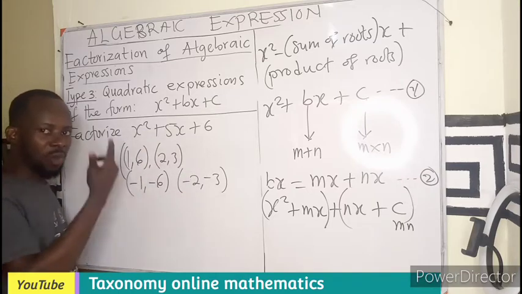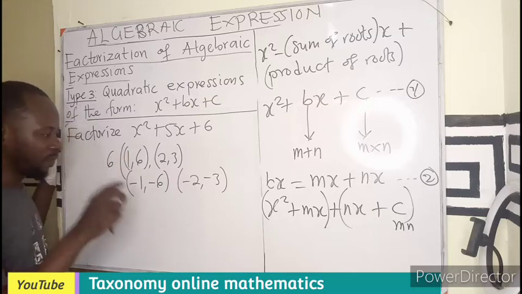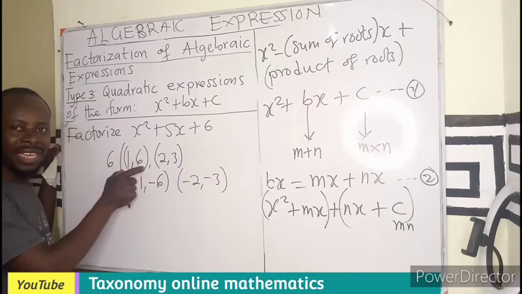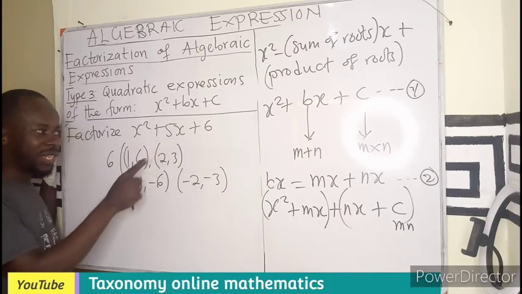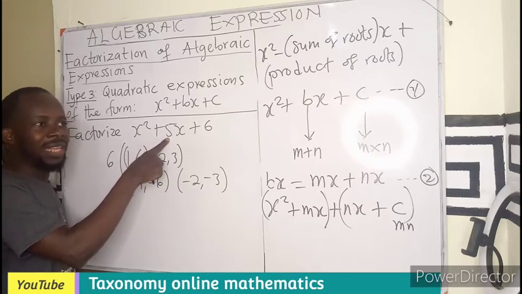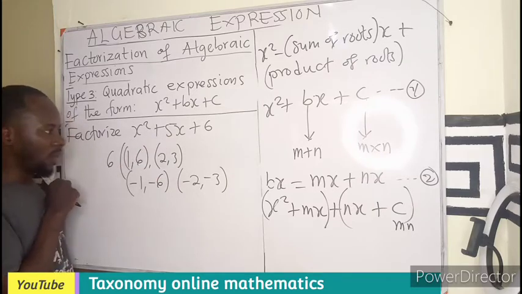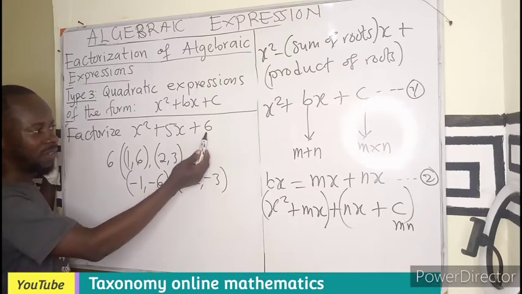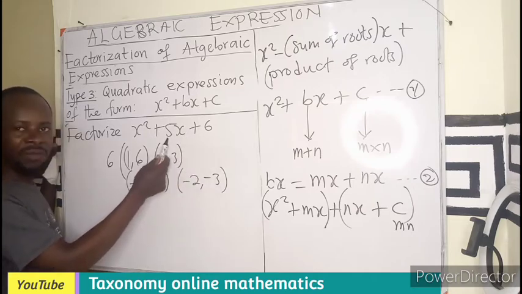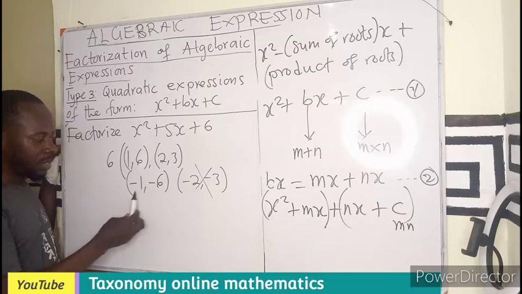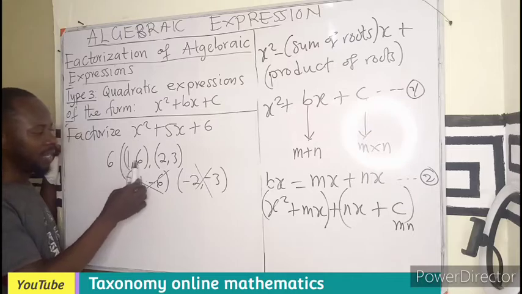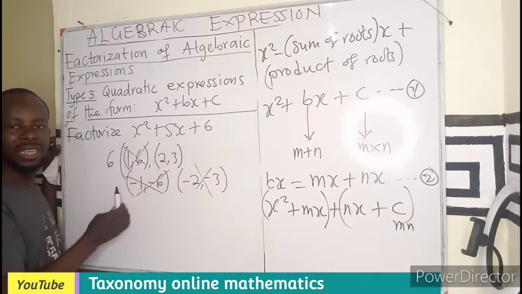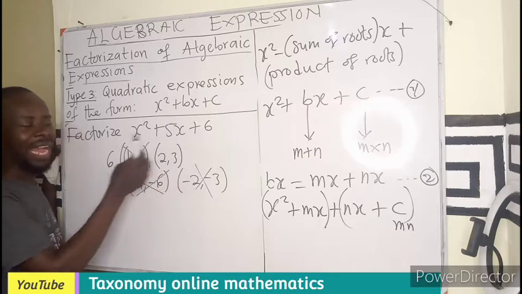First step, list all the factors. Look out for a pair, either this or this, that is going to be multiplication of the constant term, but addition of our coefficient of x. So if I look at all of them, I can see that this will give me 6, but if I add, I get negative 5. So I cross out this. This multiplies to give me 6, but if I add, I get negative 7. This gives me 6. If I add, I get 7. This gives me 6. If I add, I get 5.